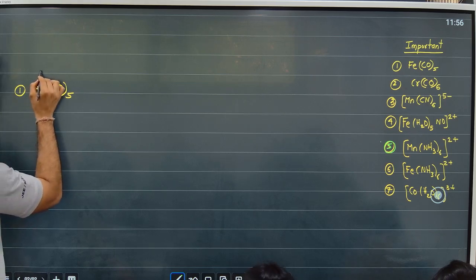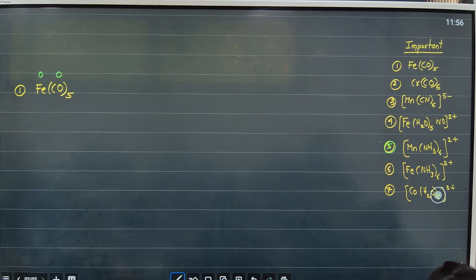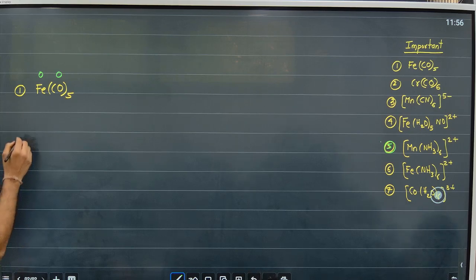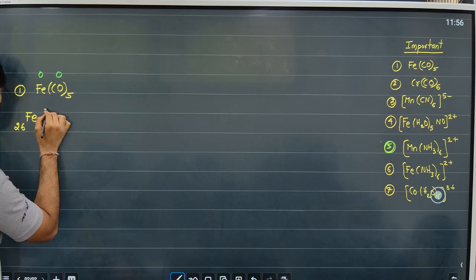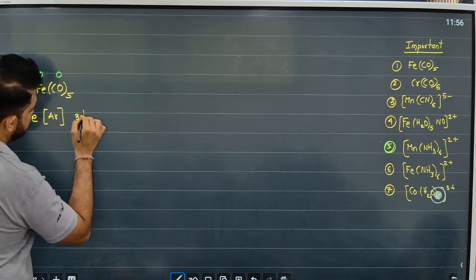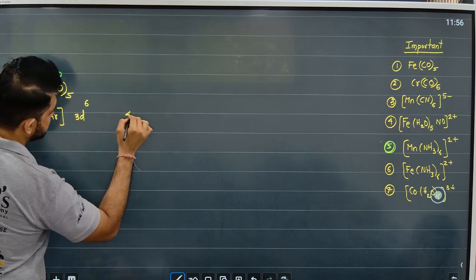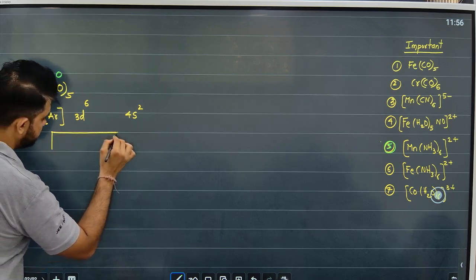0. Why? Because carbonyl is a neutral monodentate. Pay attention, I will give you all the time to copy. So, charge on Fe is 0. Fe atomic number please? 26. Excellent, 26. Electronic configuration? 3d6 4s2. Excellent. 3d6.